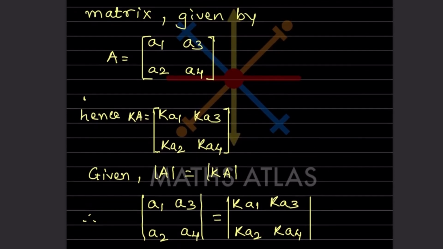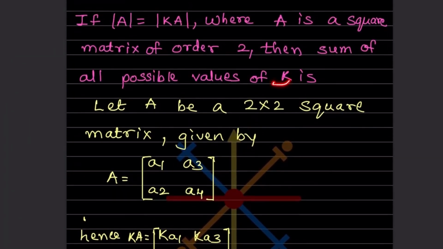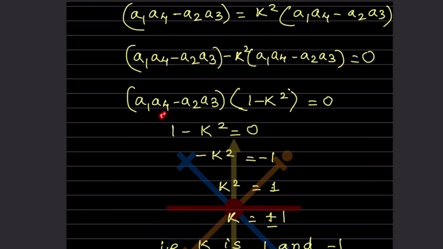We want the value of K, they are asked for the value of K. So let us ignore this part. So now what will be there? This is going to be 0. So that is 1 minus K square is 0. So minus K square, if you take this 1 on this side, that is going to be minus 1.